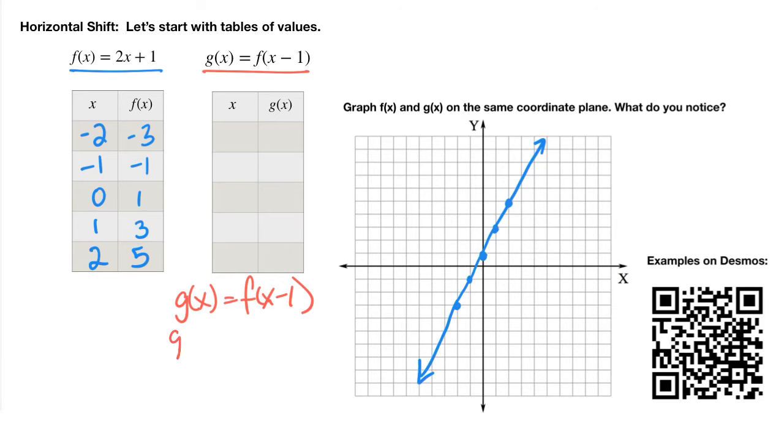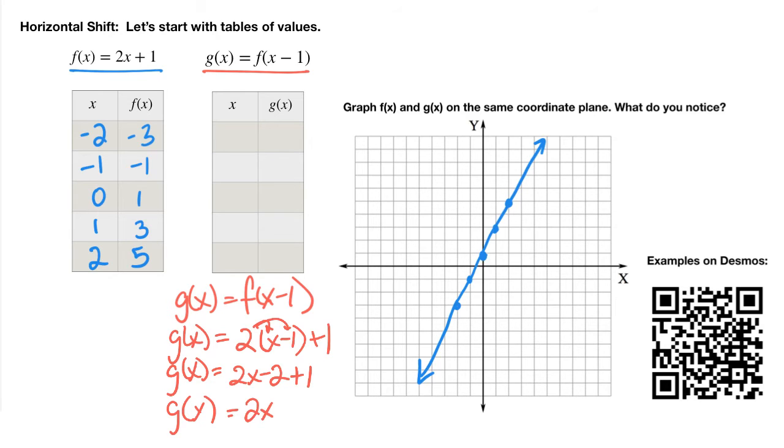And so to find g of x, I'm just going to rewrite my function. But instead of x, I'm going to have the input x minus 1. So notice that that was the function f of x, but instead of x, I put in x minus 1. And I'm going to simplify this algebraically, use a little distributive property, and we get 2x minus 1. So that's our rule for g of x.